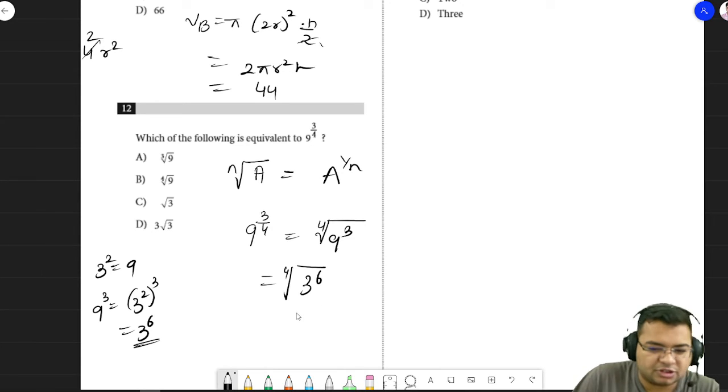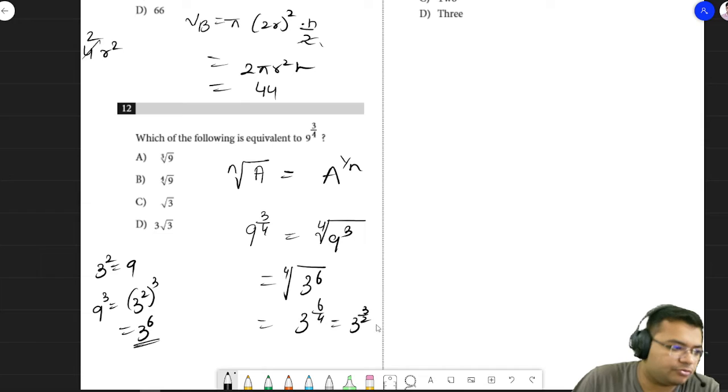Now I can solve this out. And let's say if I'm bringing this 4 as 1 by 4, I can write 3 raised to 6 by 4. Now if I'm solving the 6 by 4 fraction, it will become 3 raised to 3 by 2. Okay. So now here I can write 3 cube raised to 1 by 2. That is root.